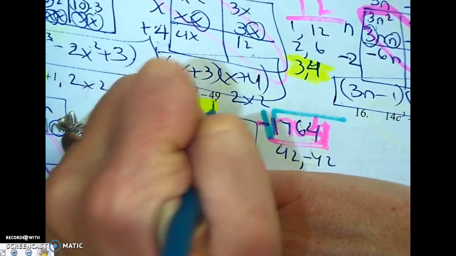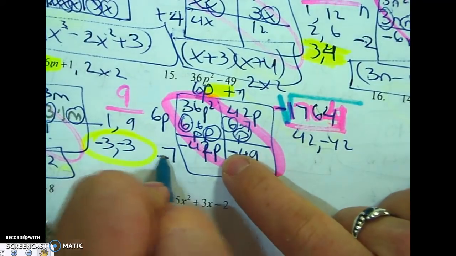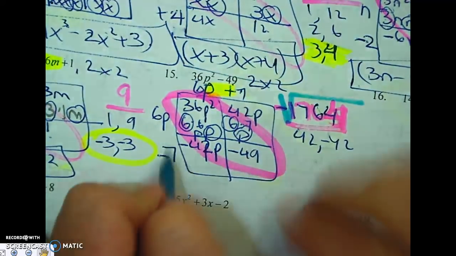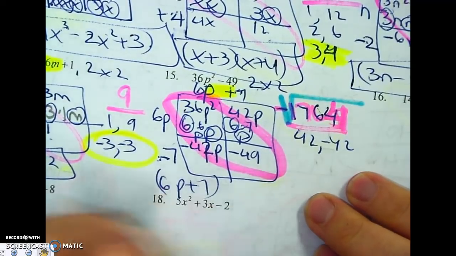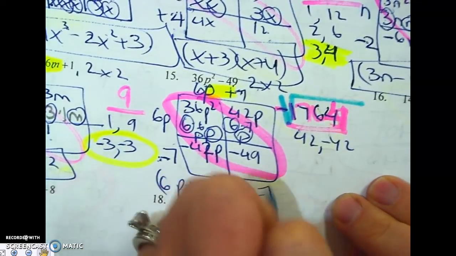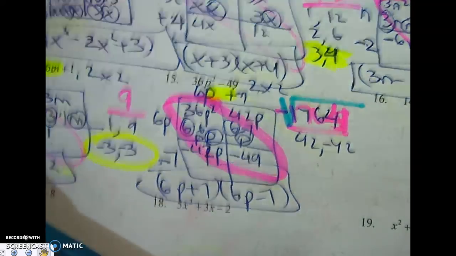And I'm left with a positive 7. 7 times what gives me 49? 7, but that's negative, so that has to be negative. These are not the same, so I'm not going to write squared. 6P plus 7, 6P minus 7. Let's go to the next one.